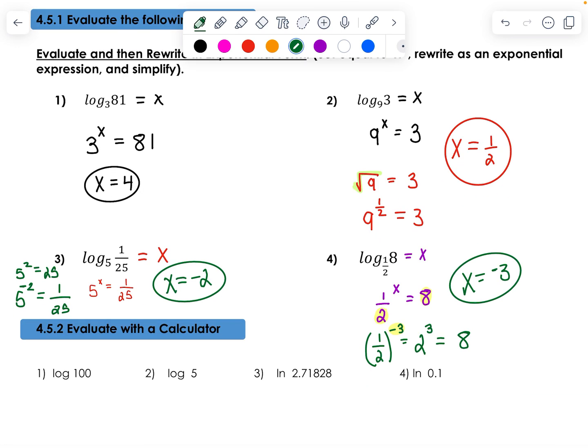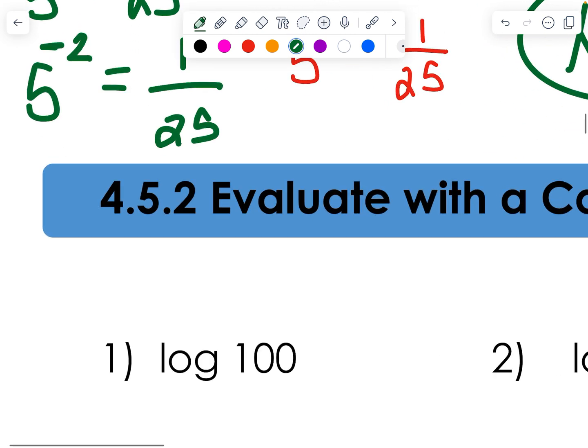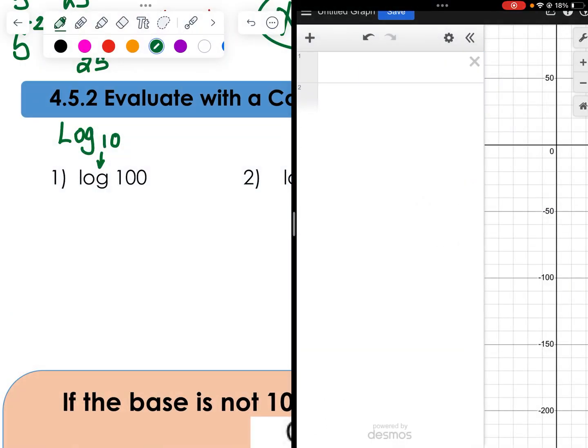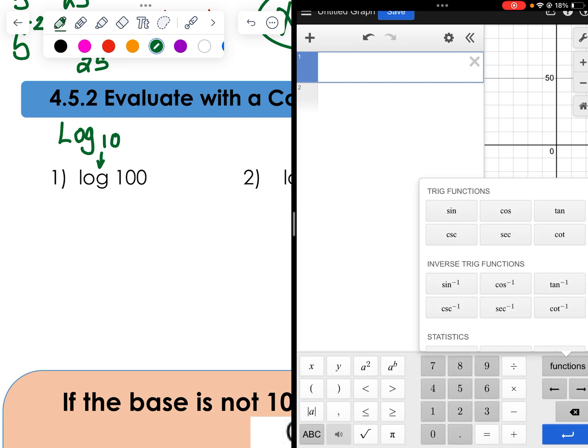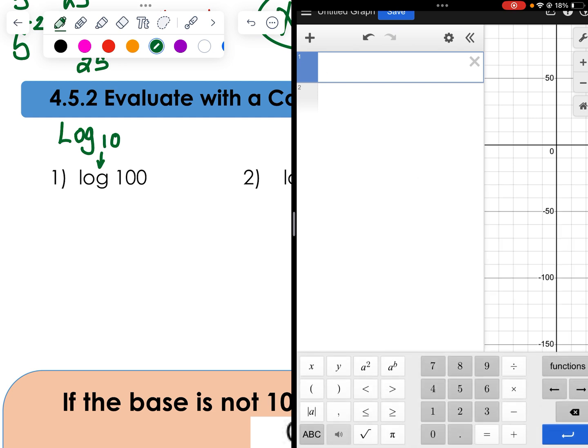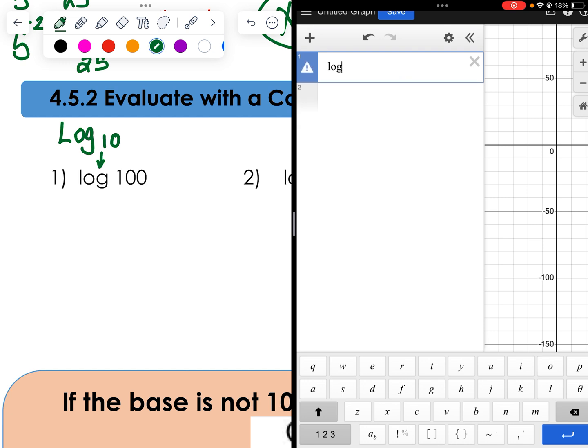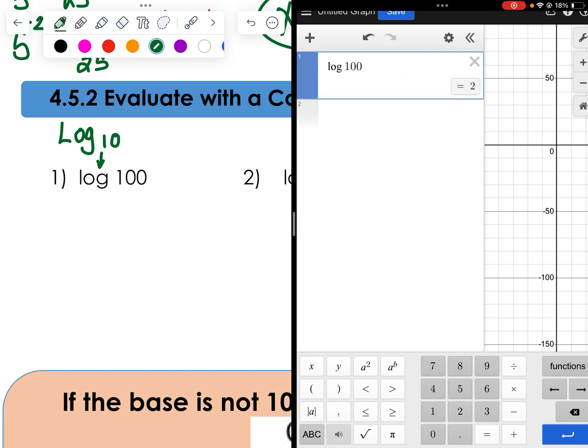On any handheld calculator or basic calculator, I think your phone calculator might even have it now, you can type in anything as long as you have a base of 10. So log base 10 of anything is written with just a log. They don't even write the 10 because it's assumed that the base is 10, okay? So on any handheld calculator, you can find this button. Same on Desmos. You don't have to click functions, you could literally just type it in, log, and then type in 100, and it spits out your answer.